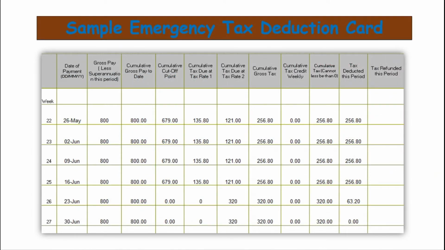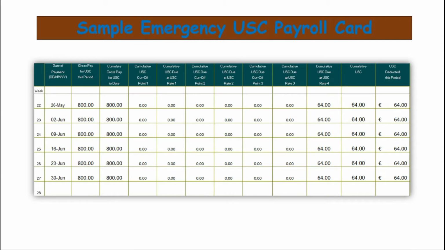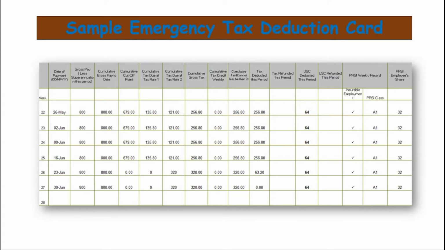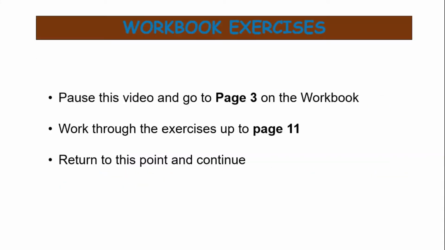In this sample TDC, you can see how the emergency tax is applied if the employee remains on it for 6 weeks. And in this case we do not need to consider any previous pay or tax. The USC emergency calculations are quite simple. The gross is all calculated at 8%. The USC is applied to the tax deduction card as usual, and the PRSI is also calculated in the usual manner. Take some time now to do at least one practice emergency tax scenario.